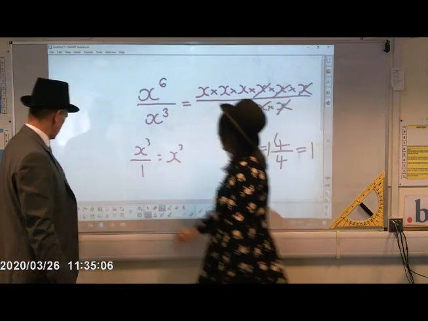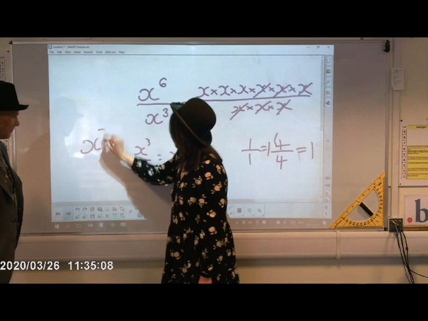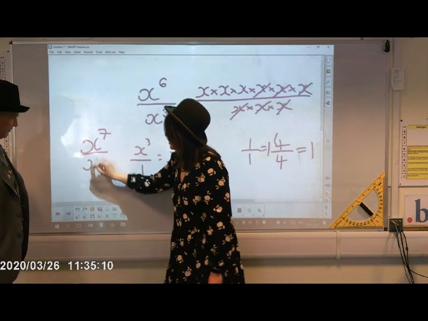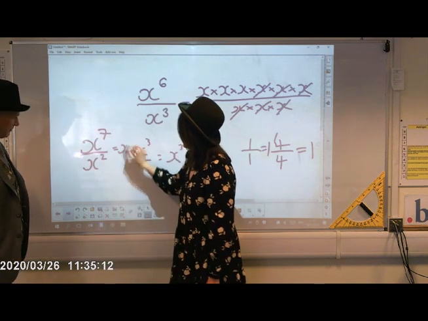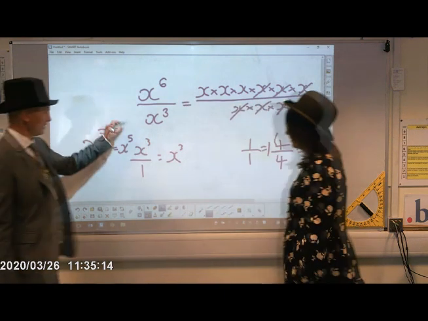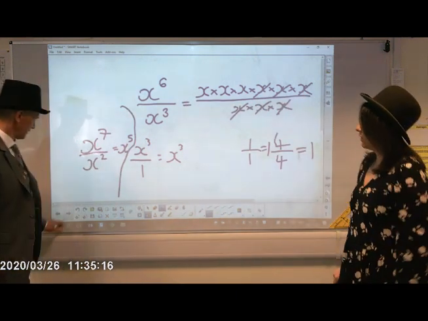That's our second rule. Our example for that one is x to the 7 divided by x to the 2, which simply gives me x to the 5. Beautiful. Okay. Last one.